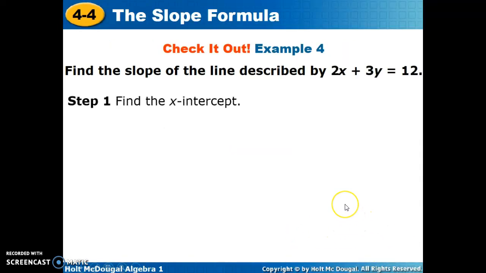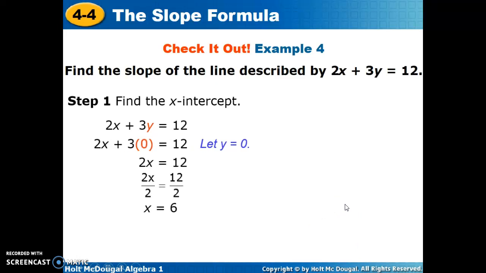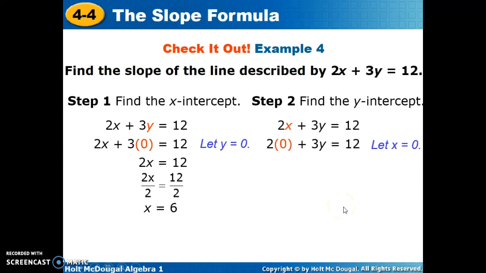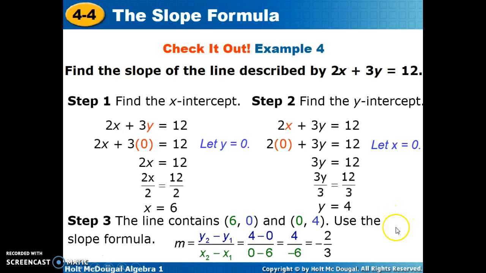Let's do that again with this one. Find the x-intercept by allowing y to equal 0. Find the y-intercept by allowing x to equal 0. And then substituting those coordinates, 0, 4, and 6, 0, into our slope formula.